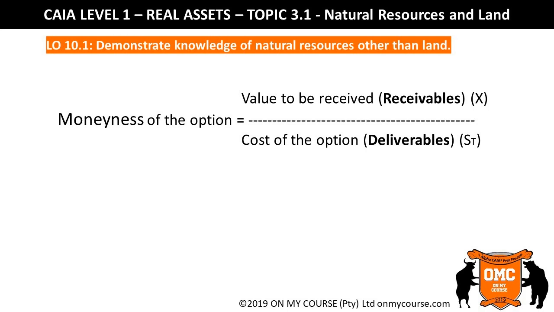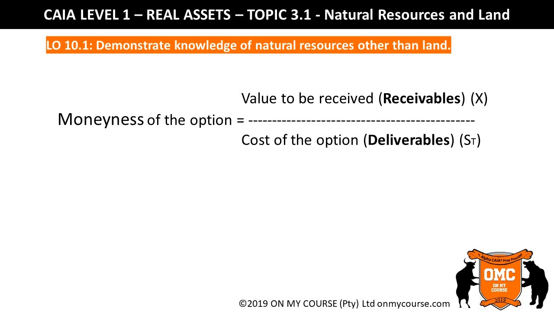So the moneyness of the option is really the ratio of the value you expect to receive over the cost of the deliverables. The numerator then in that equation is what you're going to receive, your commodity price, and the denominator is your input cost, the cost to extract the commodity. The difficulty with the perpetual option is that it continues forever. So even if the option is in the money, perhaps it would be better to wait before exercising it, as there may be a greater chance of making more money.